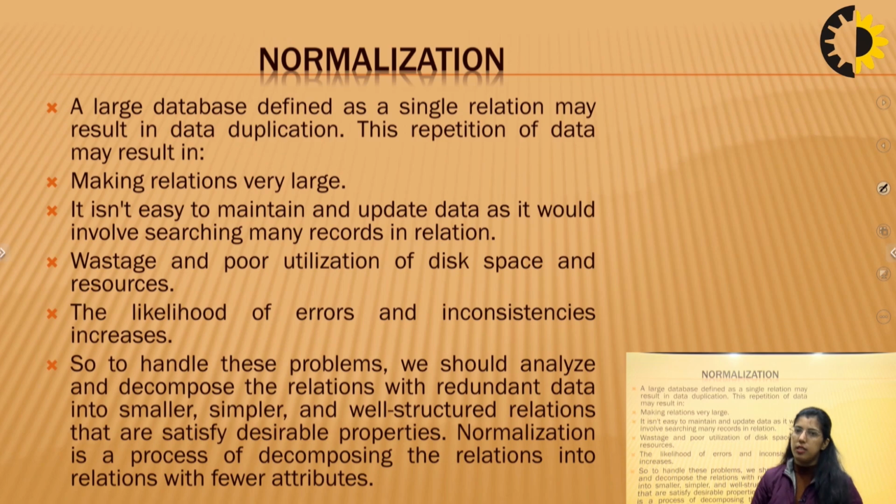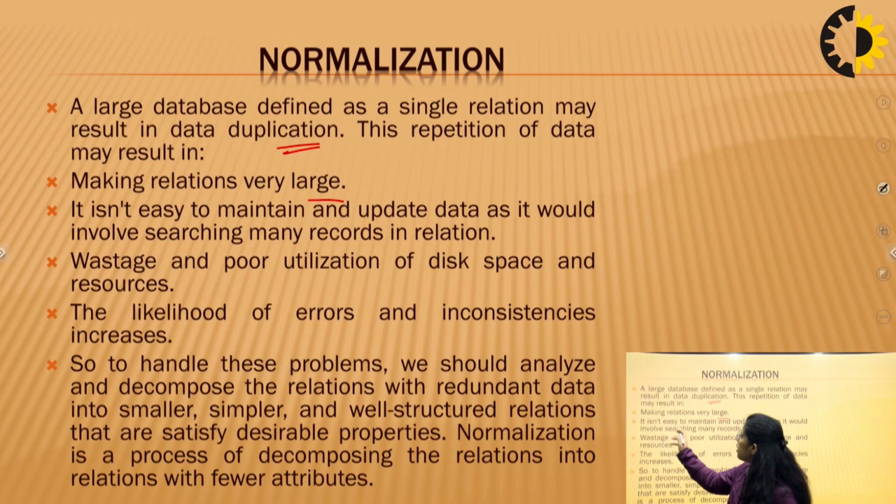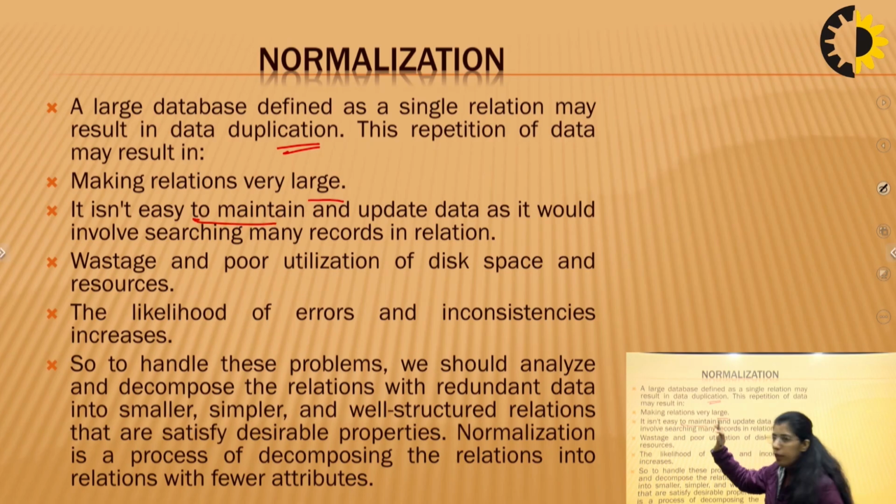Next topic is normalization, one of the most important topics in database management system. A large database defined as a single relation may result in data duplication. This is the main error which can occur in a database, and it will cause problems further if we need to find something specific in a particular database. This repetition of data may result in different anomalies. First one, making relations very large. If we have duplicate entries, then the table size will definitely increase. It will not be easy to maintain. If the table is large, then it will be difficult to maintain.